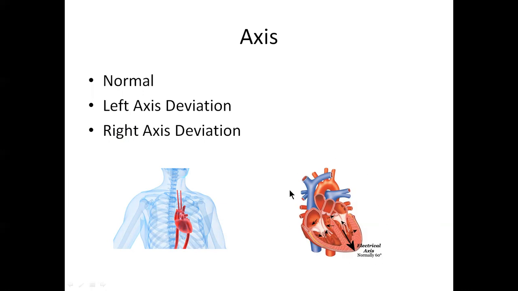If you look at a heart in cross-section, you will notice that the left ventricle has the largest muscle mass, right? So the current that is generated by the left ventricle is more than the rest of the heart in a normal heart. So the majority of the current is going this way. And that's what we call the electrical axis. And it's normally around 60.